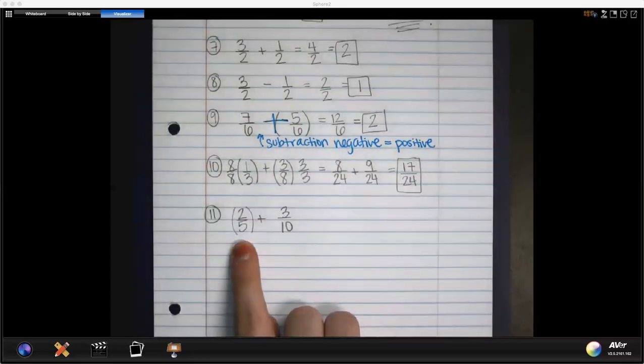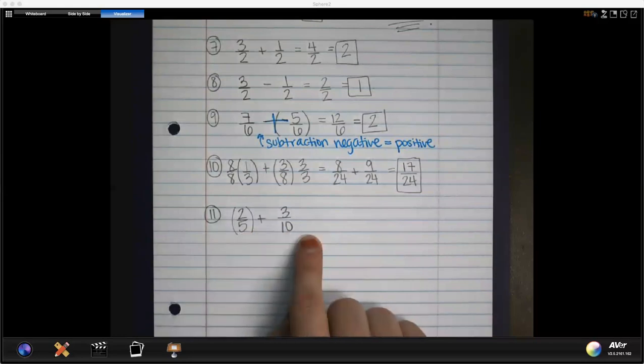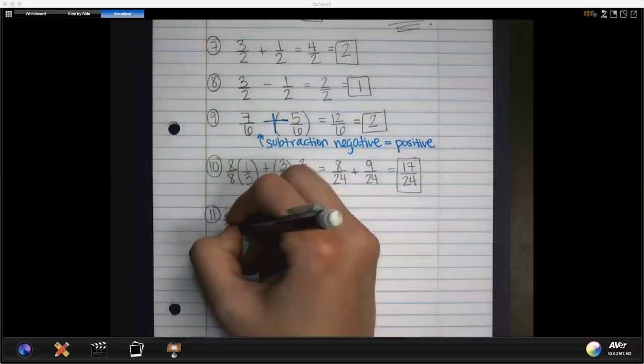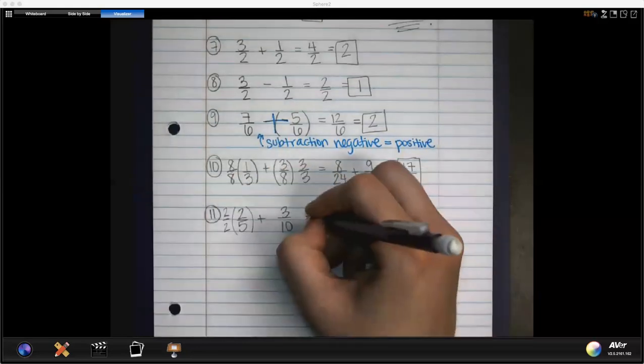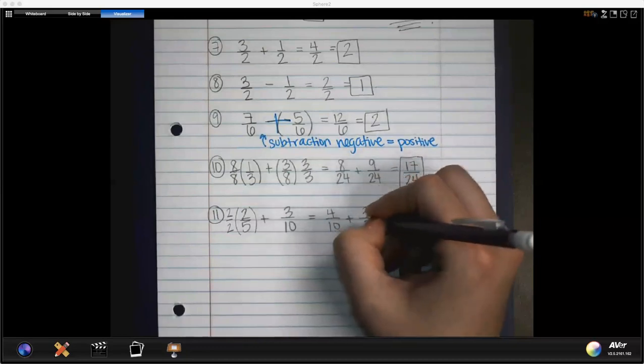Good. So with this problem, a common denominator between the two could be 50. You could multiply both and get 50, right? But isn't a 5 a factor of 10? Yes. So therefore I actually don't have to multiply both. I can just multiply the 1 by 2/2, which gives me 4/10. And I don't have to change the second one, okay?